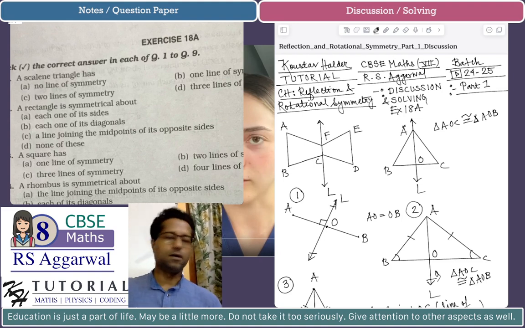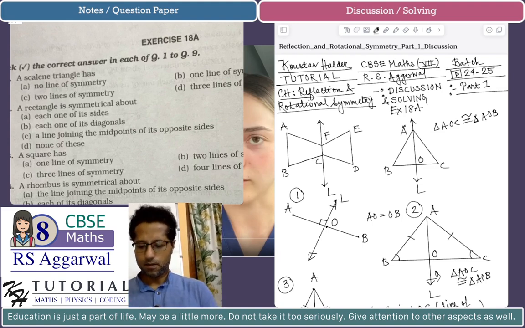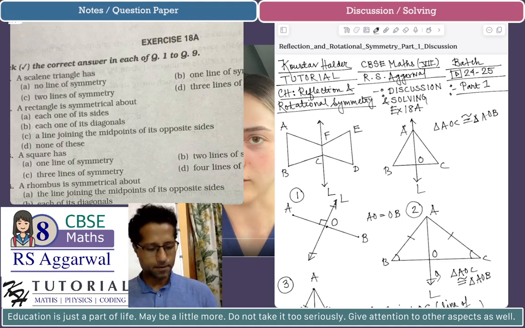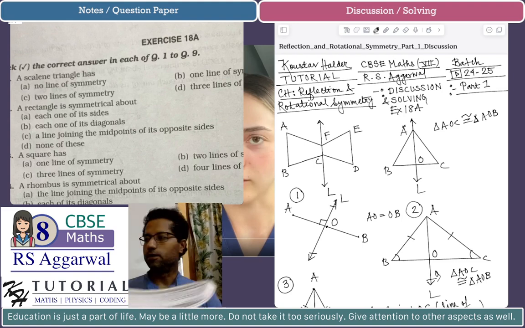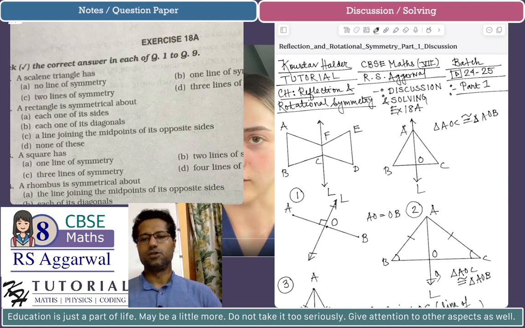In the next video, I will discuss rotational symmetry, and I will solve the next exercise, that is exercise, I guess, 18B. Let me quickly check what is the next exercise. Rotational symmetry. The next exercise is 18B, and after that, okay, so that is the last exercise, 18B of the chapter, reflection and rotational symmetry.